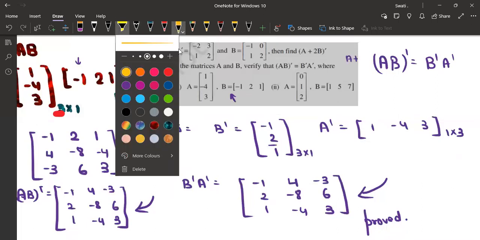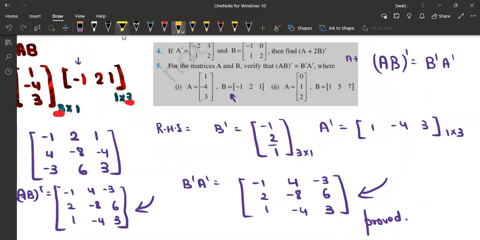All right. So let me write down that. A times B whole transpose is equal to B transpose A transpose. Remember, in the product of a matrix, the order is very important. A times B is not B times A. In matrix, multiplication is not commutative.